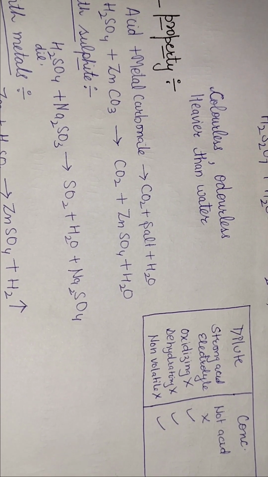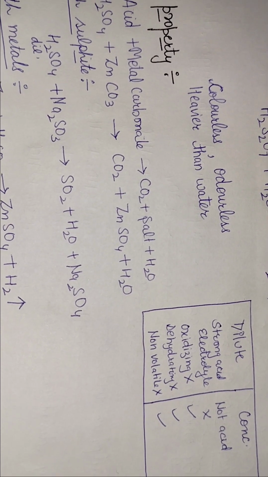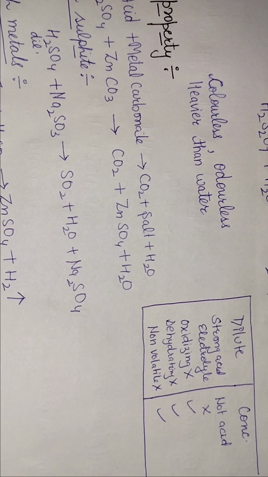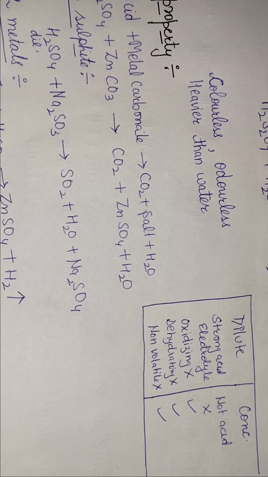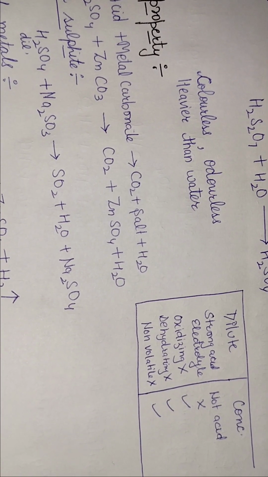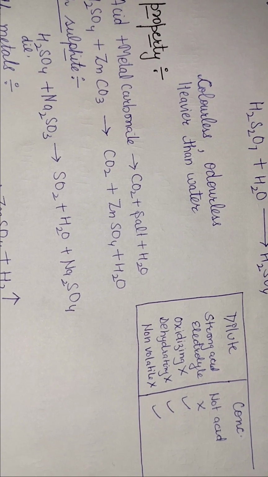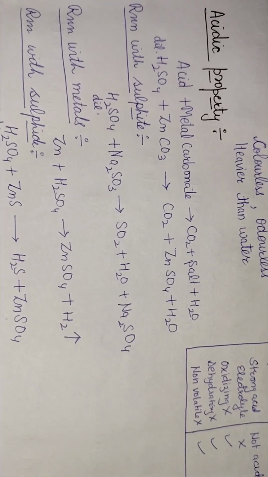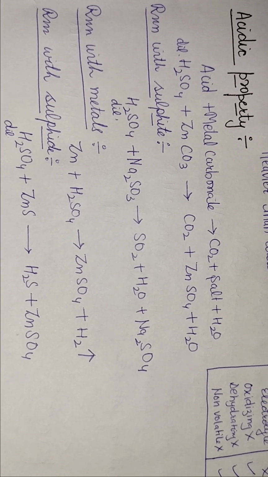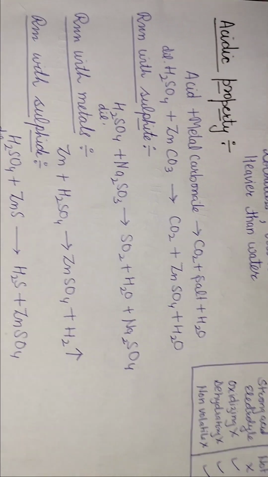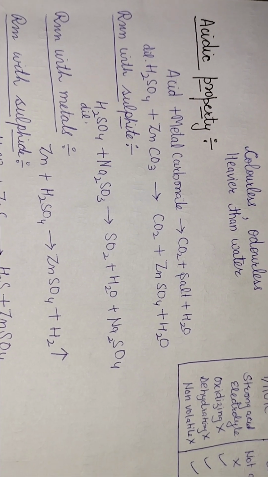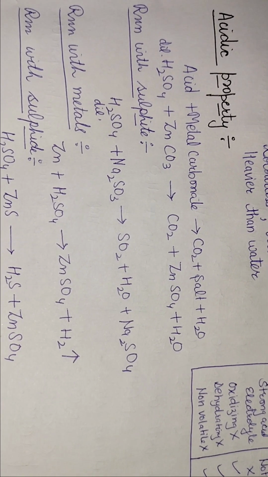So only dilute acid will give H positive. Dilute H2SO4 is an electrolyte, while concentrated is not. Concentrated is oxidizing, dehydrating, and non-volatile, and diluted is not, okay. Then if we talk about the acidic properties of H2SO4, we are taking diluted H2SO4 because we know that diluted H2SO4 is a strong acid. So in case of these acidic properties, we are going to take diluted H2SO4.